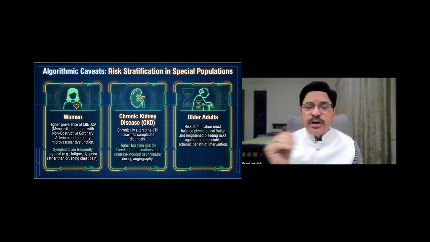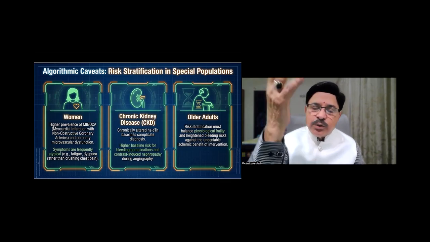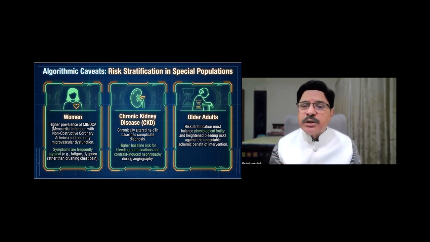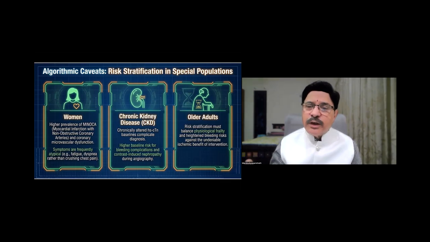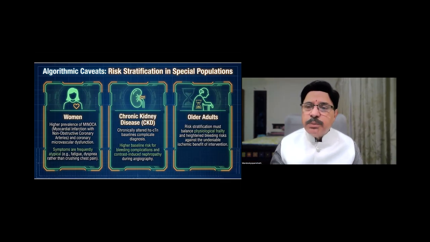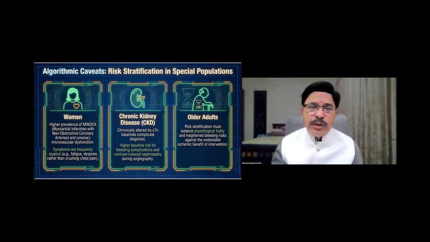This is our patient tomorrow whom we are going to see. He is already a CKD patient. We don't want to do an angiogram. That's why we are using the non-invasive approach. Older adults: risk stratification must balance physiological frailty and bleeding risk against the undeniable ischemic benefit. In older adults, there is an ischemic benefit you are giving. There is also frailty and bleeding risk. You have to balance both of them.